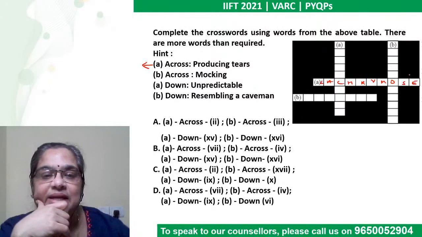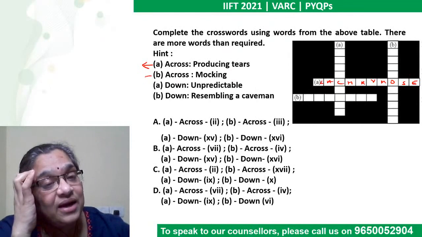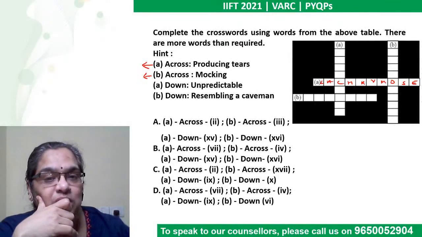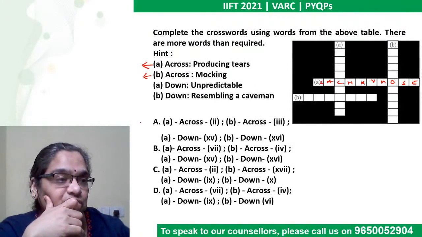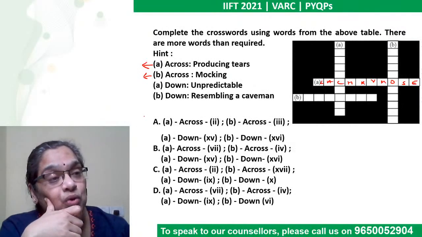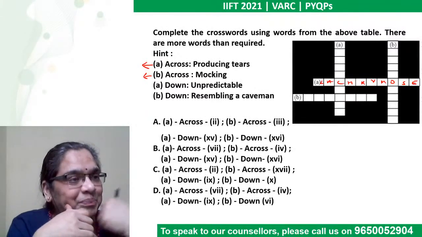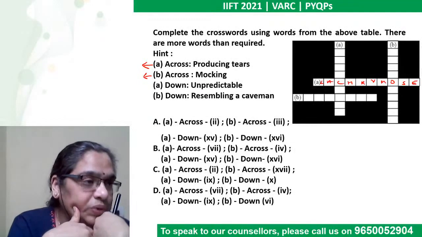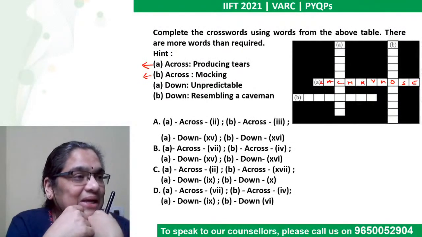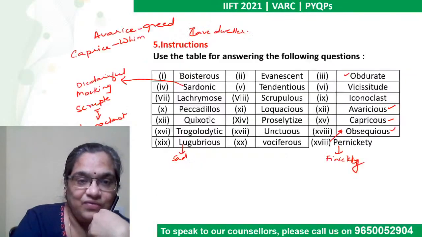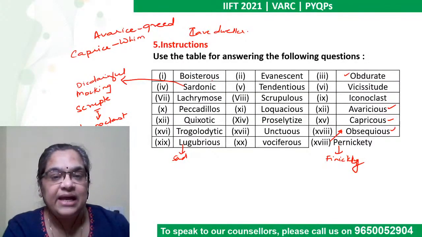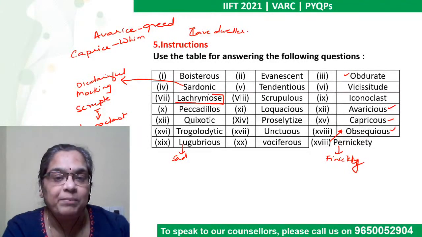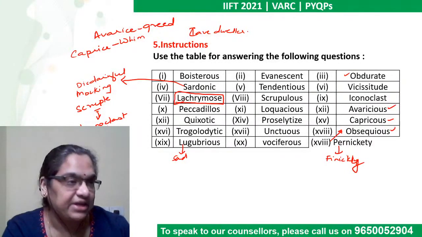All right. Next one. Mocking, disdainful. What's the word I want? B across. Mocking, lachrymose. Lacrosse is a kind of game. Lachrymose. Okay, I'll show you the words again. Here. Word is sitting here. LACHRIMOSE. So the number you want is 7.